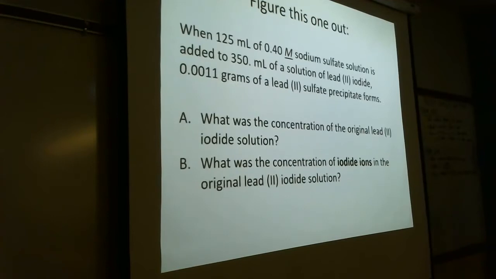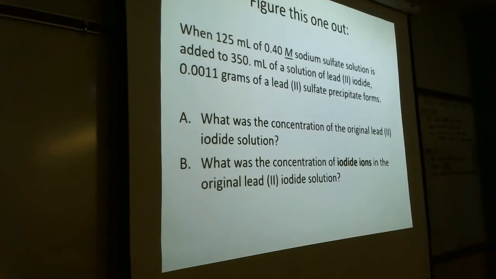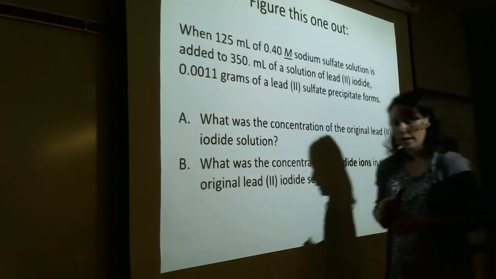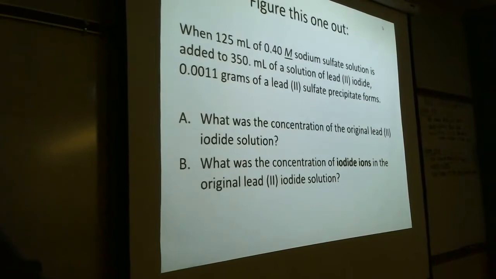Okay, do this one. 125 milliliters of a 0.4 molar sodium sulfate solution is added to 350 milliliters of a lead 2 iodide solution and 0.0011 grams of lead 2 sulfate precipitate forms. Wow, that was so nice. I even identified the precipitate form. What was the concentration of the original solution? And then, what was the concentration of iodide ions in the original solution? I think if you can figure out A, you can figure out B. I'll give you a few minutes to think about this.